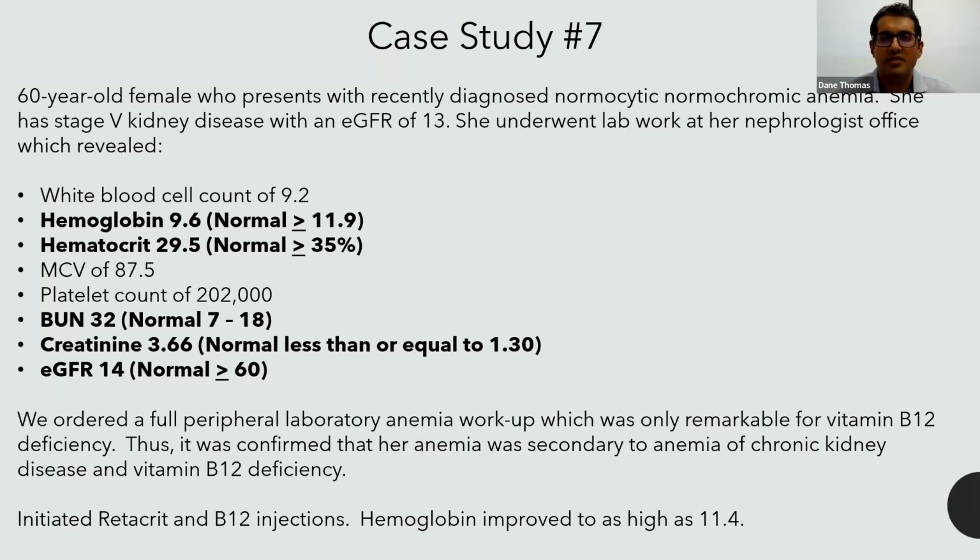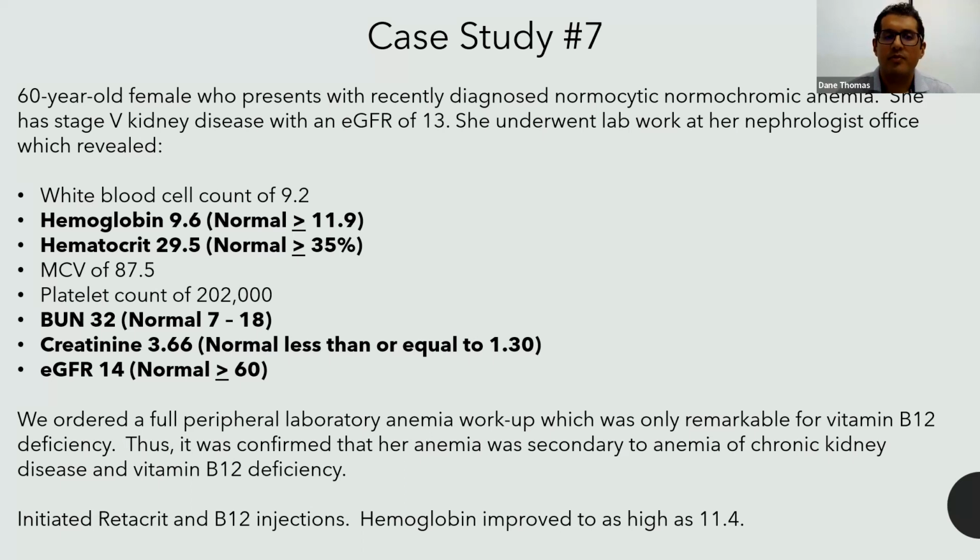The next case study involves a 60-year-old female who presents with recently diagnosed normocytic normochromic anemia. She has stage 4 kidney disease with an eGFR of 13. She underwent lab work at her nephrologist's office, which revealed the following: normocytic normochromic anemia with a hemoglobin 9.6 and hematocrit 29.5, and an eGFR of 14 with elevated BUN and creatinine.